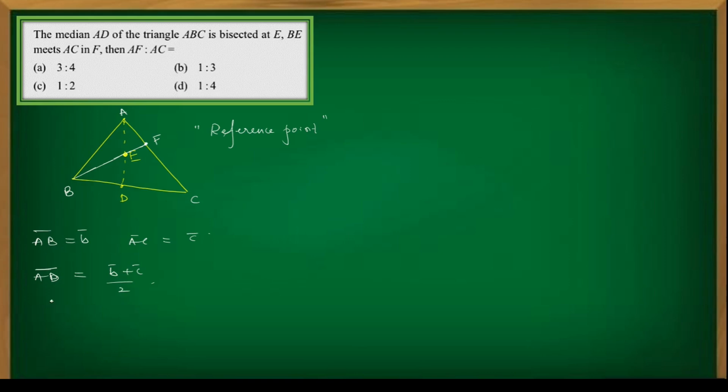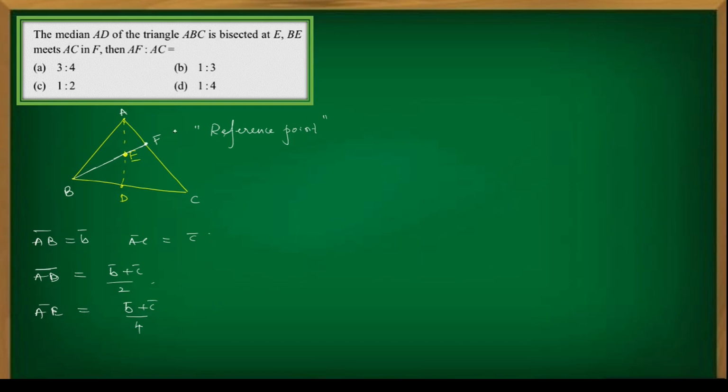I want now AE, the position vector of E. AE is what? It is the midpoint of AD. So what is that? AD by 2. But AD is B bar plus C bar by 2. So AE is B bar plus C bar by 4. So we got now almost all the position vectors.